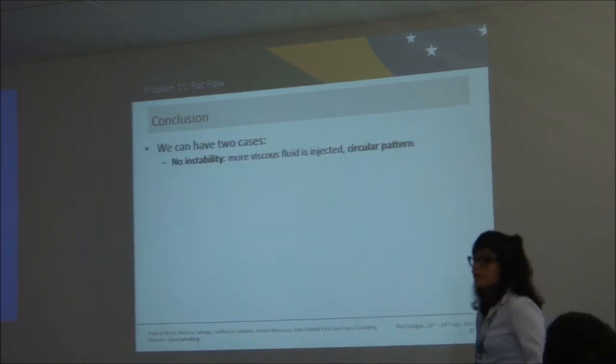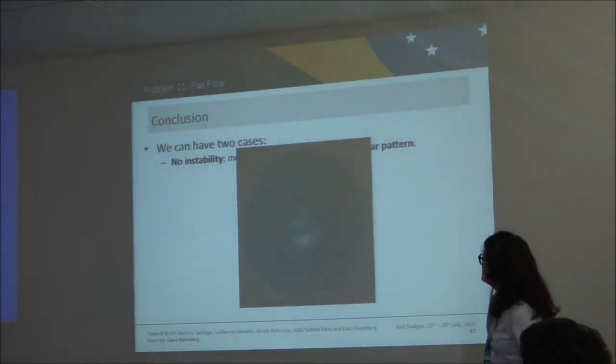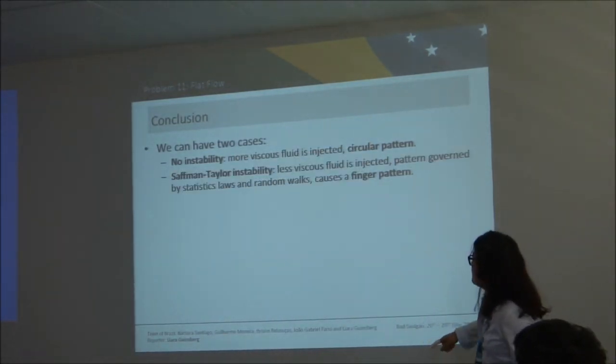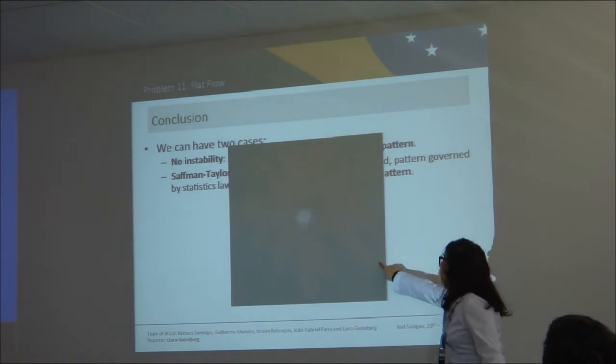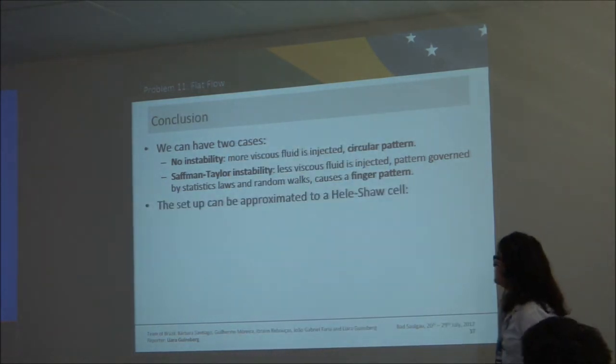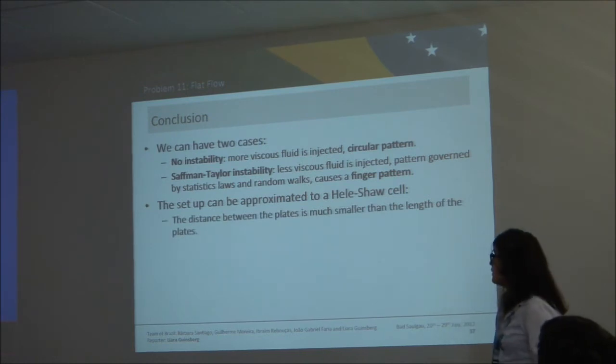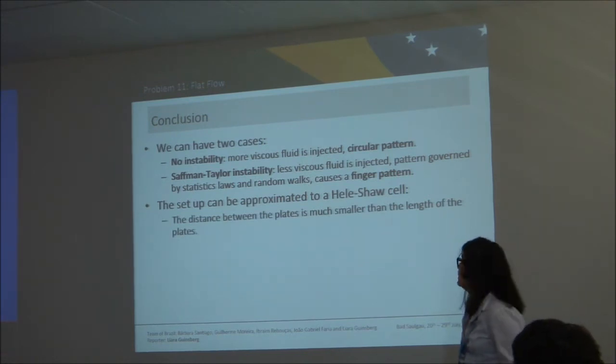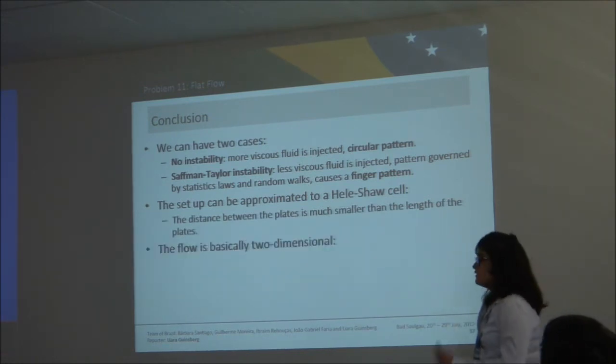In the conclusion, we can have two cases: the stable case, when we have a circular shape, and the Saffman-Taylor instability, when we have viscous fingering. The setup can be approximated to a Hele-Shaw cell because the distance between the plates is much smaller than the length of the plates. Okay, time's up.